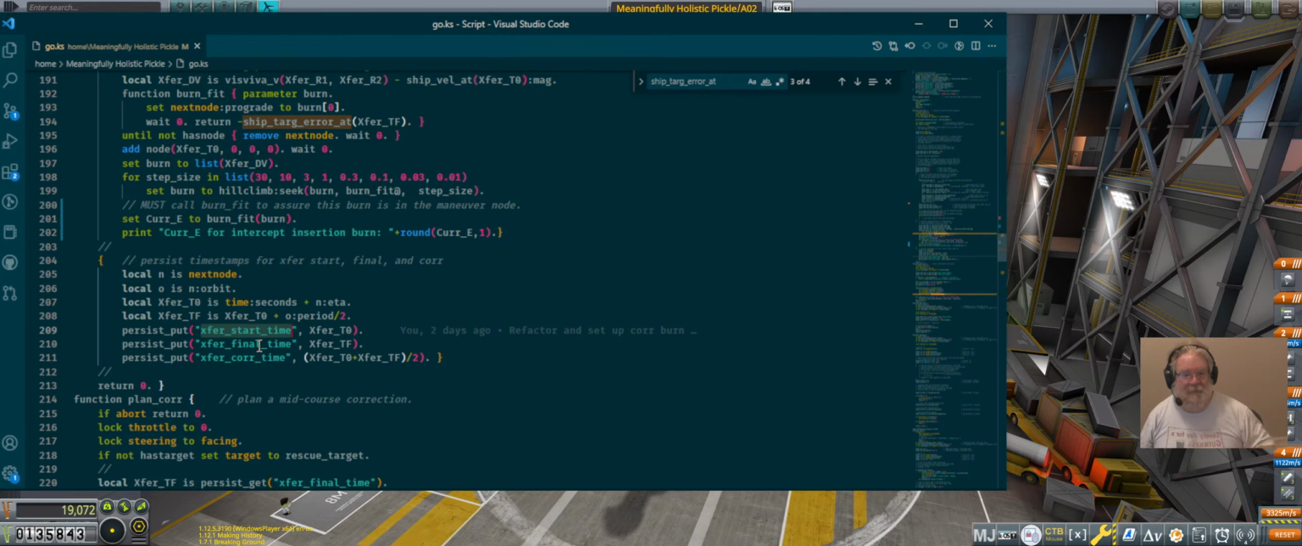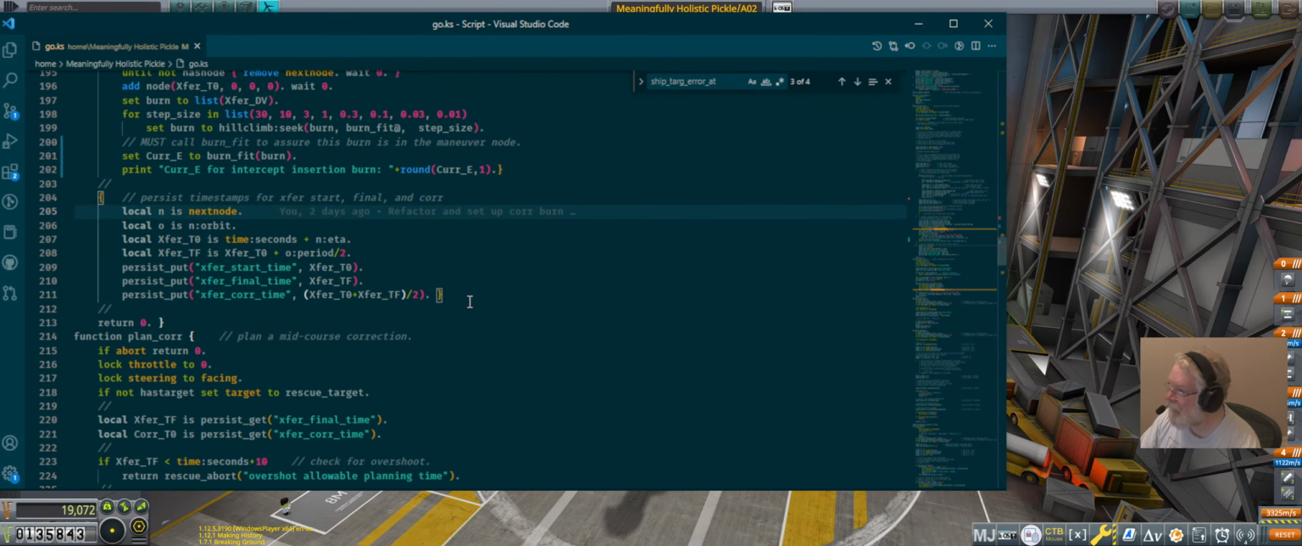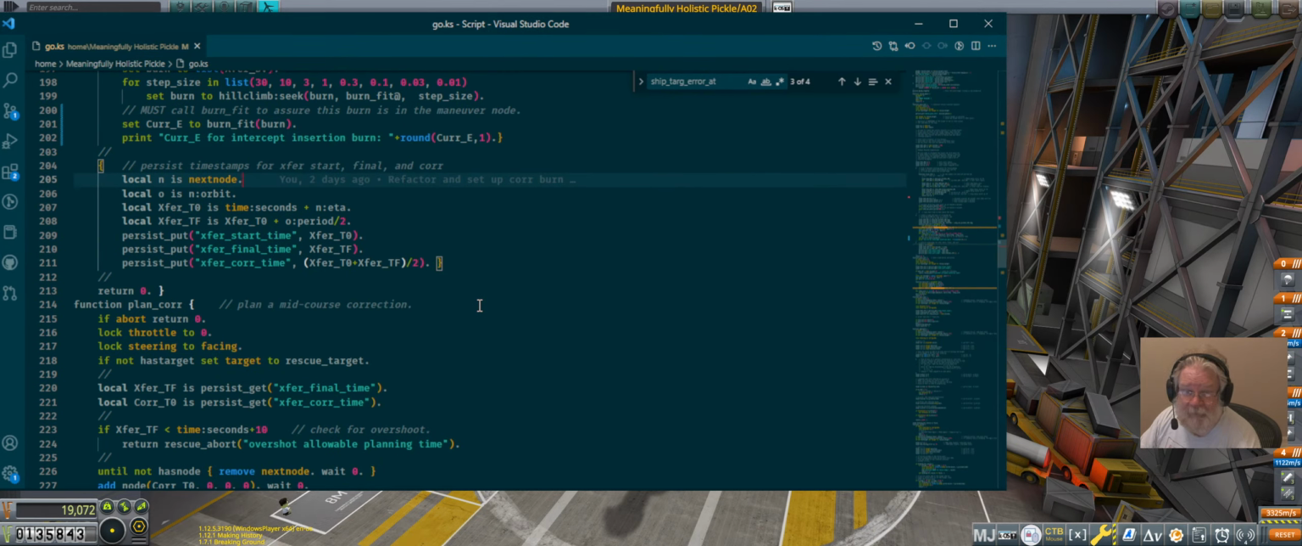That will get me a good point to burn. For example, if my inclination was off, I want to burn normal to correct that. I may want to burn prograde or radial out to correct other things about my approach. And that's all part of this rendezvous transfer. So we've initiated the transfer at this point. The correction burn is so much simpler.